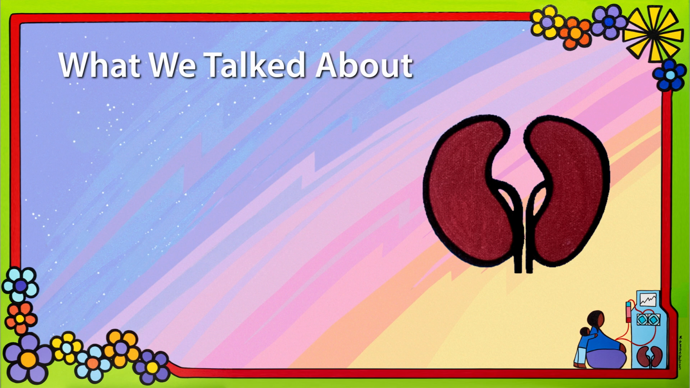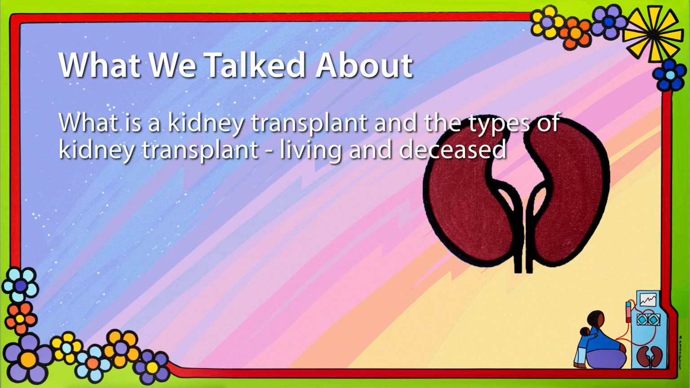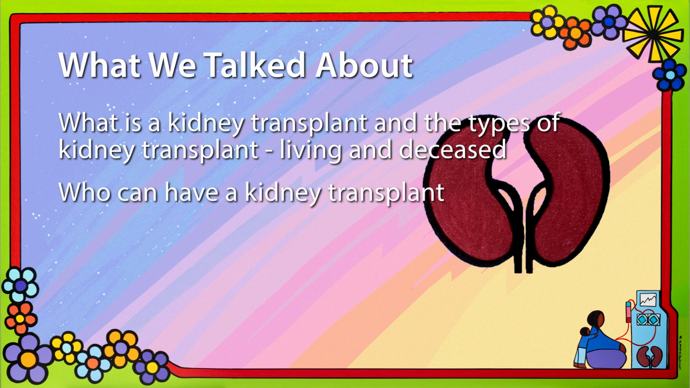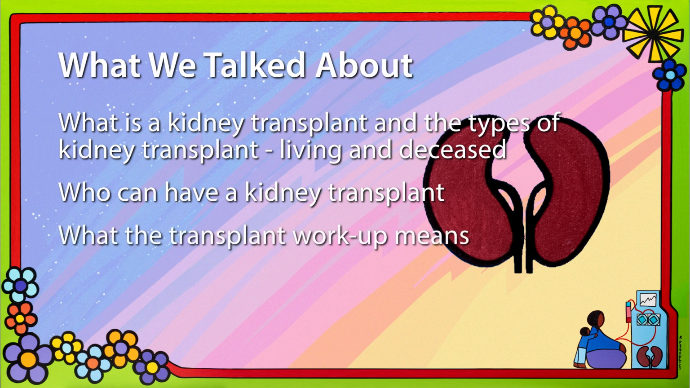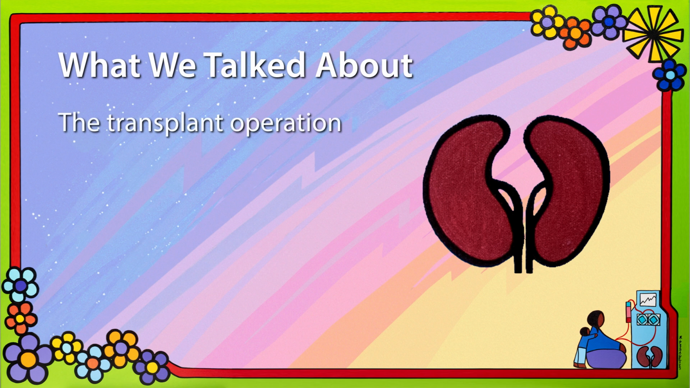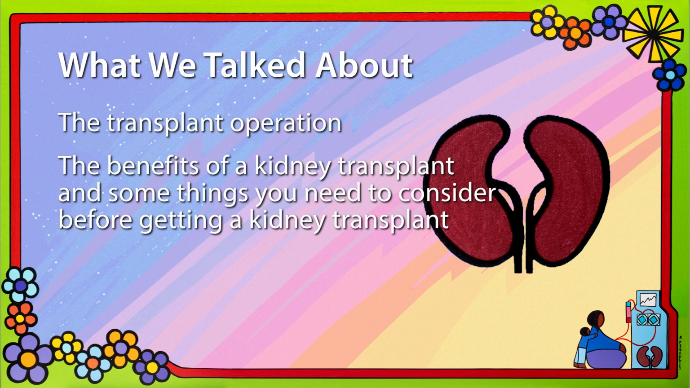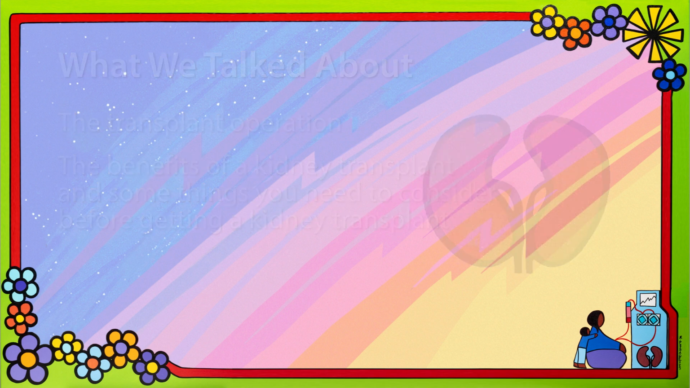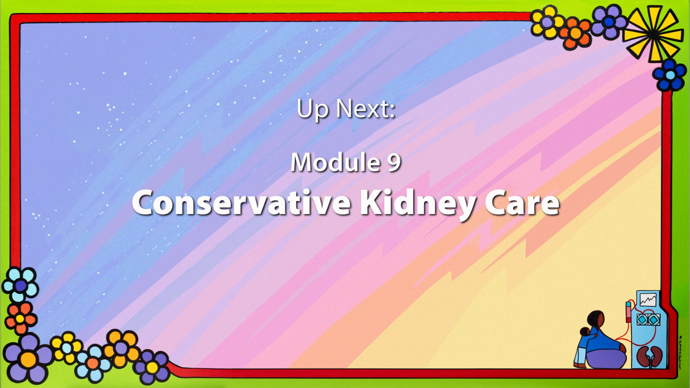In this module, we talked about what a kidney transplant is and the types of kidney transplant, living and deceased. We reviewed who can have a kidney transplant, what the transplant workup means, the transplant waitlist, and a bit about the transplant operation. We also discussed the benefits of a kidney transplant and some things you need to consider before getting a kidney transplant. If there is anything more you would like to know, please write down your questions and ask someone on your kidney care team.